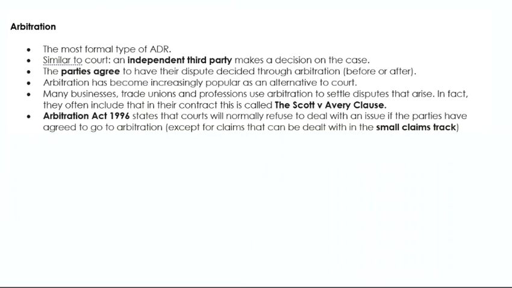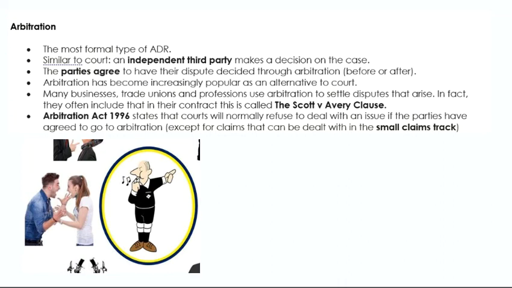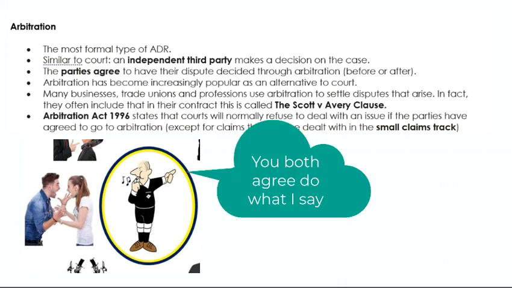So let's look at the fourth type of alternative dispute resolution, which is arbitration. And arbitration is the most formal type of ADR. And in many ways, it is similar to court in the sense that you have an independent third party that makes a decision on the case. They don't just advise, they don't just get the parties to try to come to an agreement amongst themselves. They actually tell parties what to do. They make a decision.